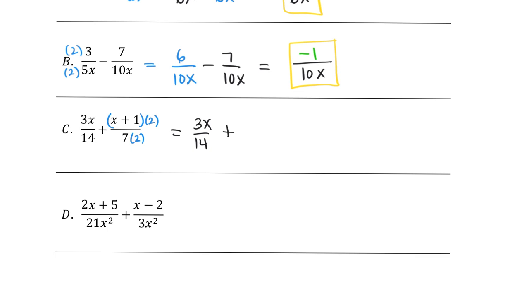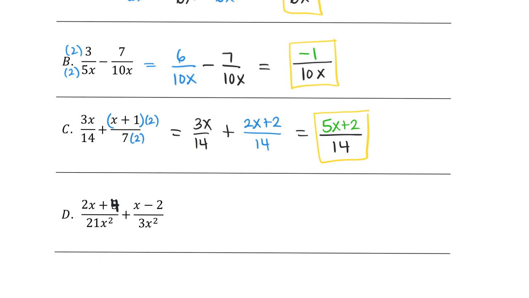Now I'm timesing everything by 2 here. So this is 2 times x, and this is 2 times 1. So this is going to be (2x + 2) over 7 times 2, which is 14. So now I have a common denominator of 14. And then if we're adding, 3x plus 2x is 5x. And then I'll bring over the plus 2. So my answer is (5x + 2) over 14. Okay, I fixed the typo.